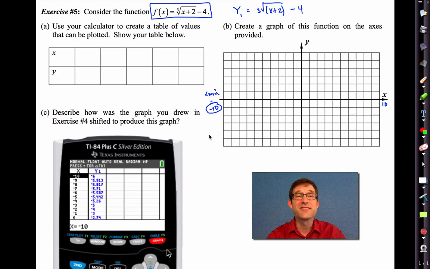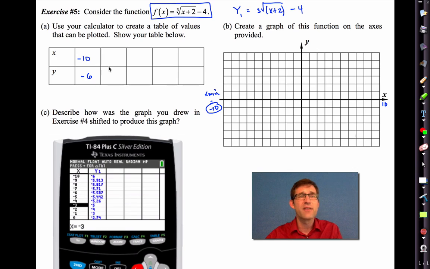Now one thing that's nice is that we immediately get a nice value. So when x is negative 10, we see that y1 is equal to negative 6. But it takes a while. Look at how messy those other y values are. I don't want to plot any of those. I don't need to plot any of those. I'm going to plot very few points. In fact, 5 of them.